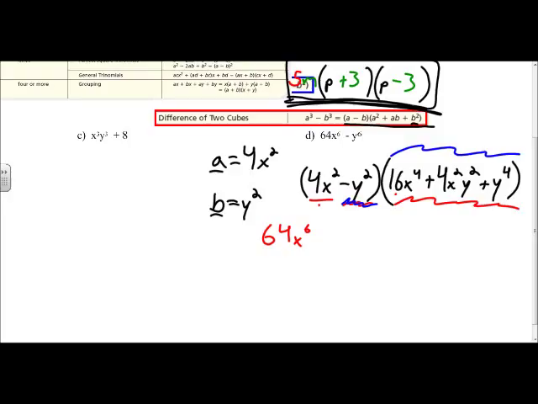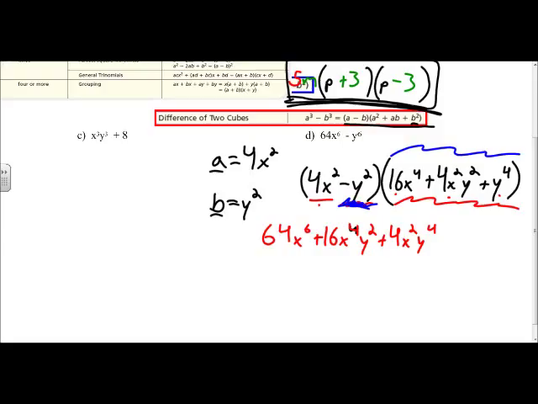Now 4x squared times 4x squared y squared gives us a positive 16x to the 4th y squared. And 4x squared times y to the 4th gives us plus 4x squared y to the 4th. Okay, now we need to look at all of our negative y squared multiplied by everything.